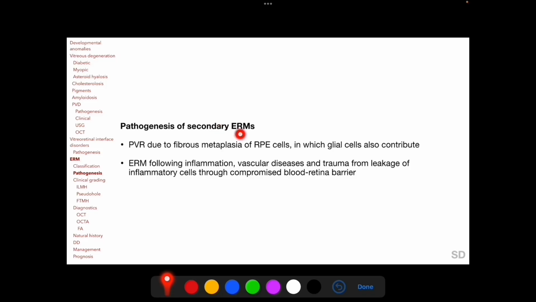Among secondary epiretinal membranes, proliferative vitreoretinopathy, which we have discussed in an earlier session, occurs due to fibrous metaplasia of retinal pigment epithelial cells, in which retinal glial cells also contribute. Epiretinal membranes secondary to inflammation, vascular diseases, and trauma occur due to leakage of inflammatory cells through a compromised blood-retina barrier.